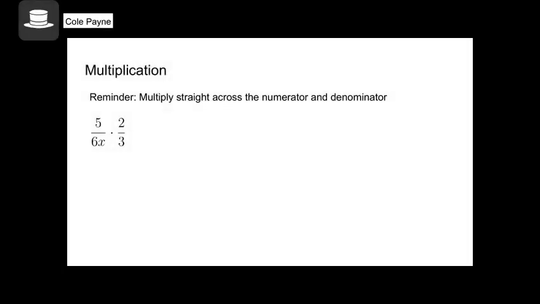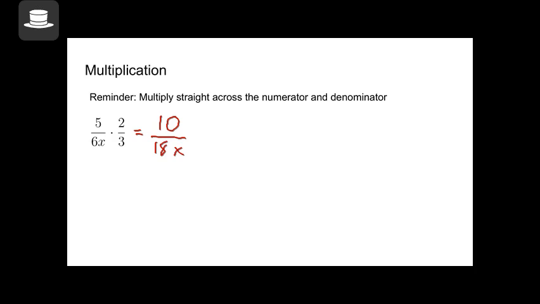Okay, so here would be an example of multiplication. So again, I want to multiply straight across. So 5 times 2 is 10. And 6 times 3 is 18. And then we have the x. Okay, but I'm not done.